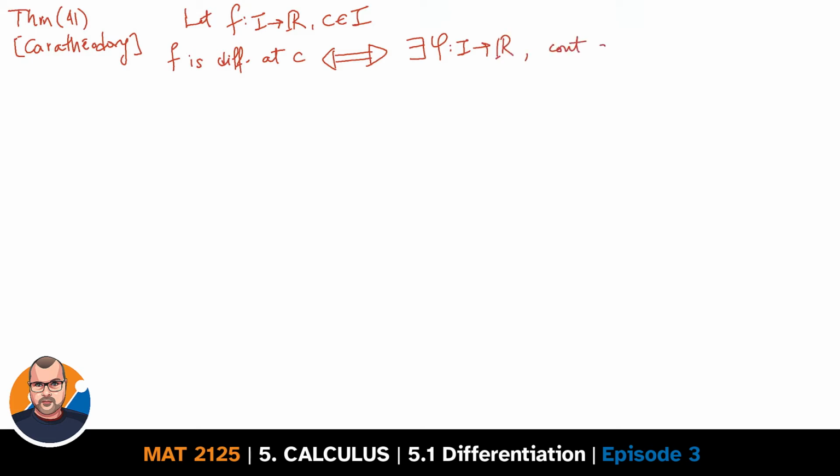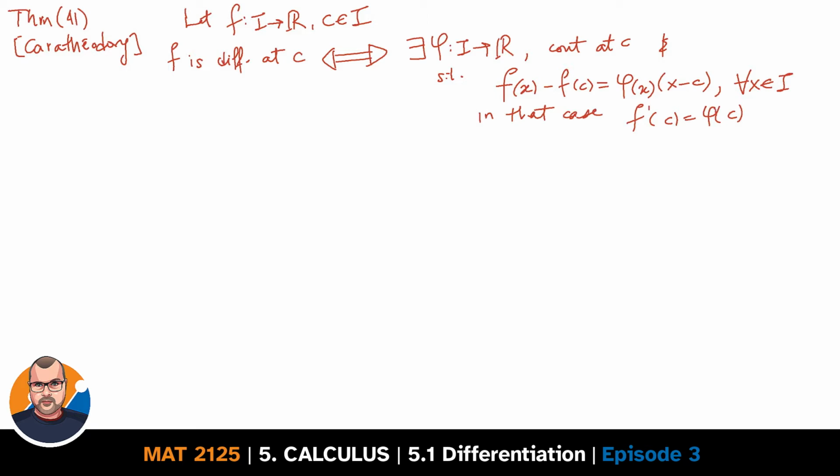It is continuous at c, and the difference between f at x and f at c is obtained by multiplying phi at x times x minus c for every x in your interval I. And if that's the case, well then the derivative of f at c is actually just phi at c. Now what's important is the derivative at c, not the derivative everywhere over the interval. Well, let's prove the first direction.